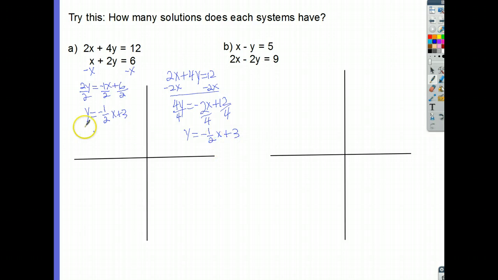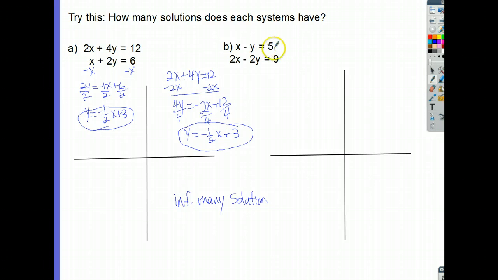Now, clearly these are the same equation, just in different forms. If we graph one line on top of itself, every point is an intersection, and we get infinitely many solutions here. Every point is an intersection. There's an infinite number of points.